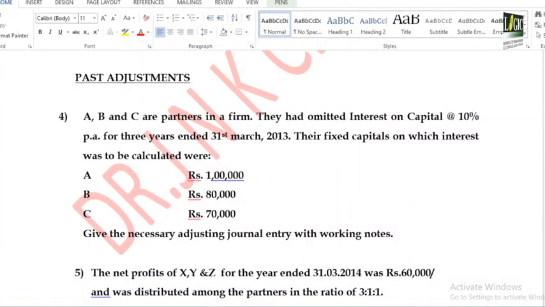The first variety, normally seen: A, B and C are partners in a firm. They had omitted interest on capital at the rate of 10% per annum for 3 years ended 31st March 2013. Their fixed capitals on which interest was to be calculated were 1,00,000, 80,000 and 70,000. Give the necessary adjusting journal entry with working notes. In past adjustments, the question is, how will you rectify this mistake by passing an adjusting journal entry?